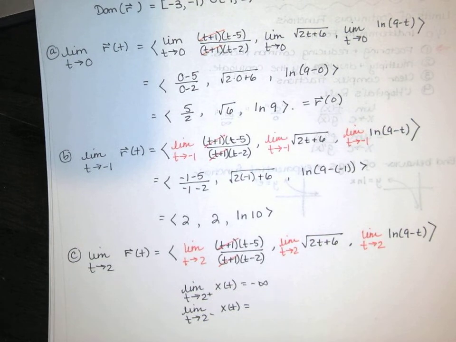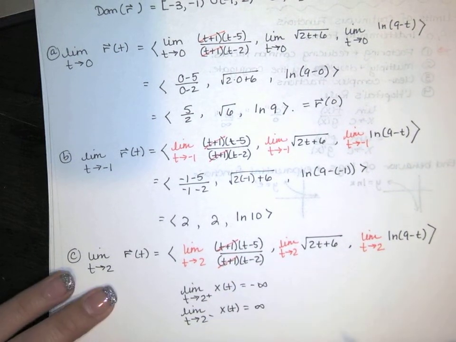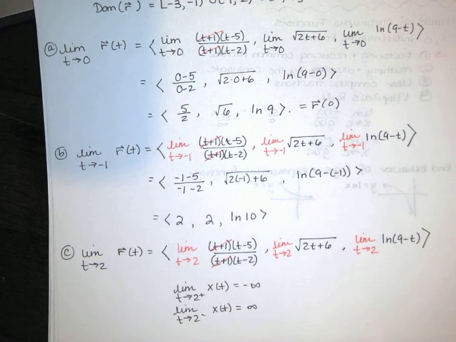As t approaches 2 from the left, say try plugging in 1.99. I get a negative divided by a tiny negative number. That's going to be positive infinity on the left. So x is going to positive infinity when t is approaching 2 from the left, and x is going to negative infinity when t is approaching 2 from the right.